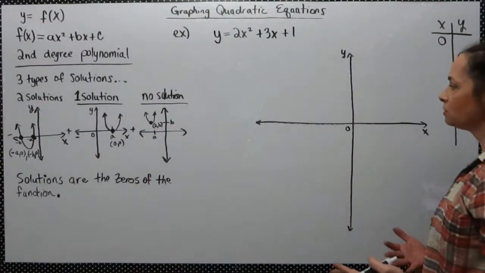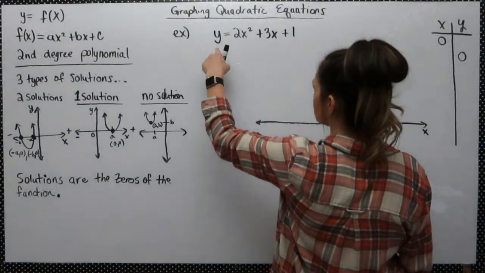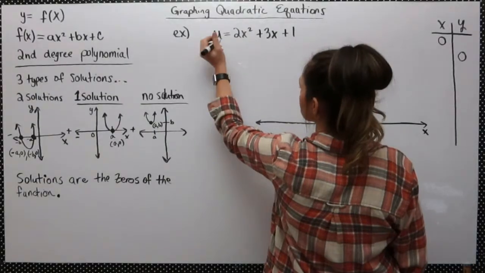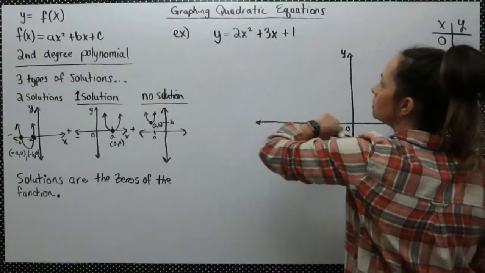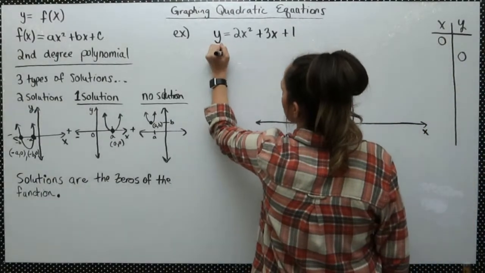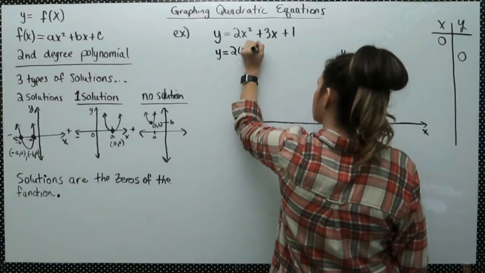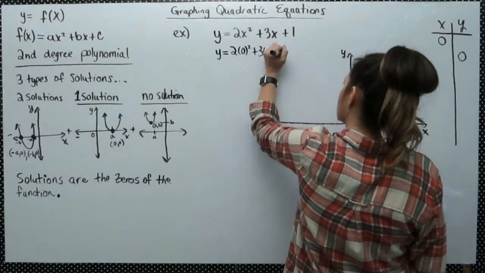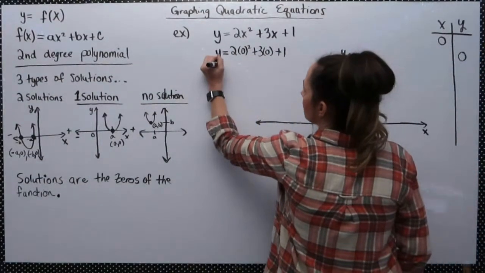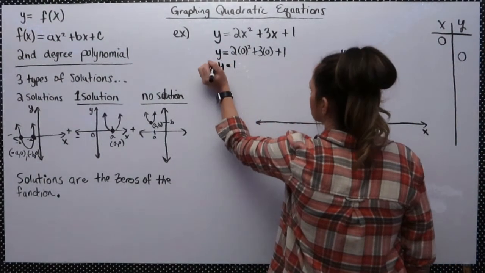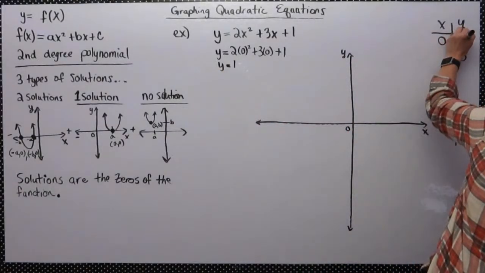So I'm going to plug in 0 for x and 0 for y. Which one do you want to do first? Let's go ahead and do the y-intercept first. So the y is going to intercept when x is 0. I'm just going to take my function, y equals 2 times 0 squared plus 3 times 0 plus 1, just plugging in 0 for x. And I'm going to get a y value of positive 1. So when x is 0, y is 1.